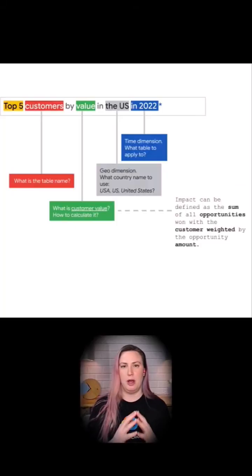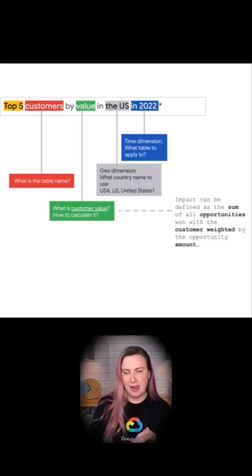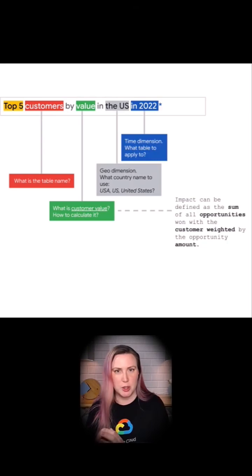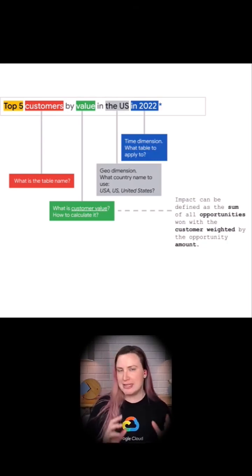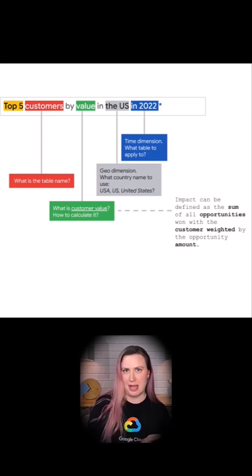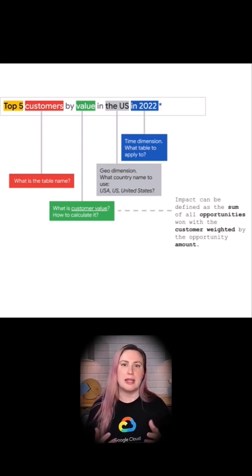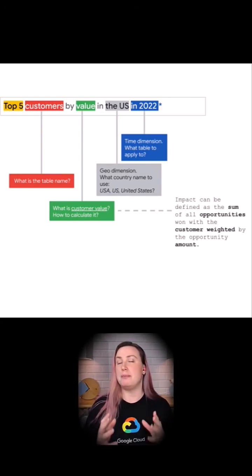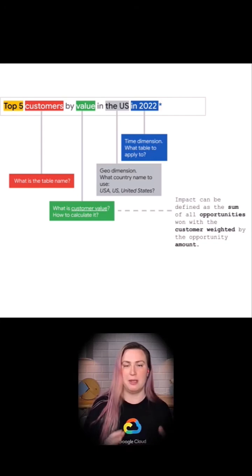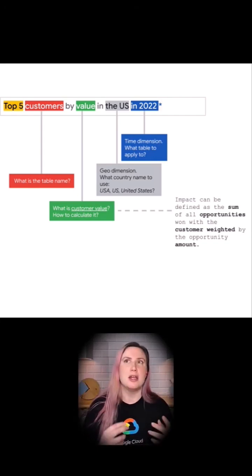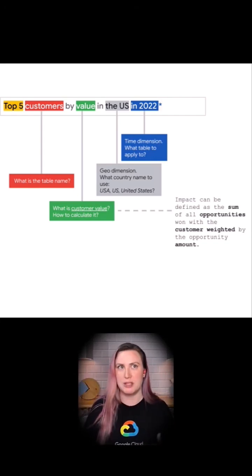So in this example of top 5 customers by value in the US in 2022, we are mapping to defined entities like customers' master data and transactions related to sales. And in some cases, we're going to need a mapping towards a geographical dimension because we have the US here, as well as probably a time dimension. So let's talk about how this was built.